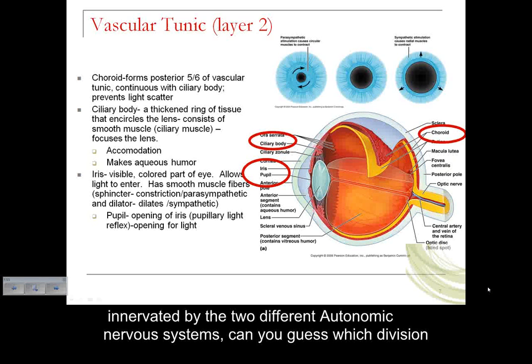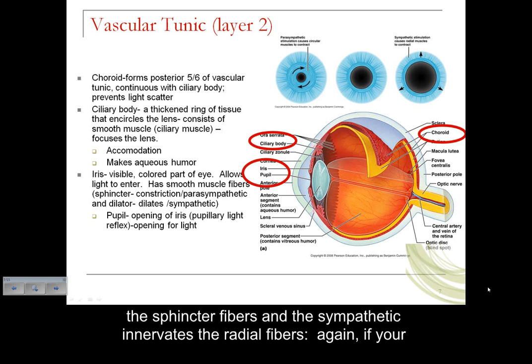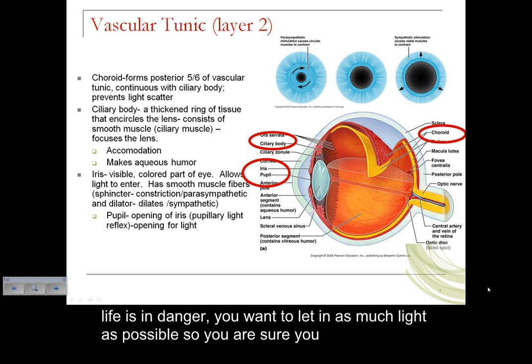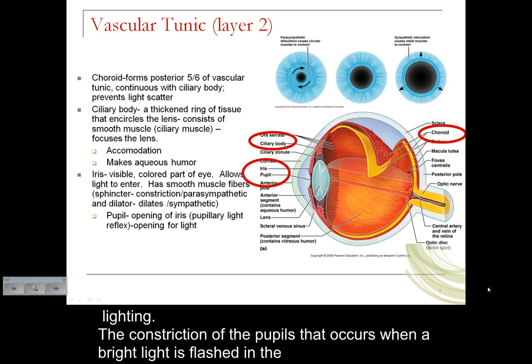If I tell you that each of these smooth muscle groups of the iris are innervated by the 2 different autonomic nervous systems, can you guess which division innervates the sphincter? What about the radial fibers? Yes, the parasympathetic dominates the sphincter fibers, and the sympathetic innervates the radial fibers. Again, if your life is in danger, you want to let in as much light as possible so you are sure you can find your way out of a dangerous situation, particularly if you are in dim lighting.